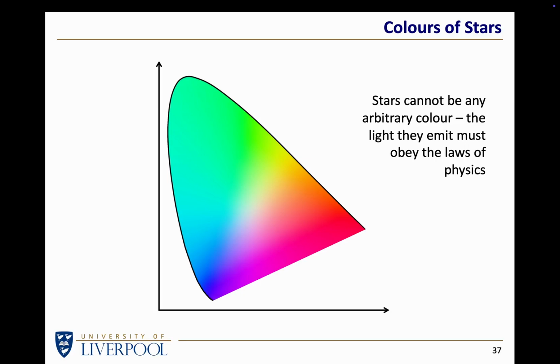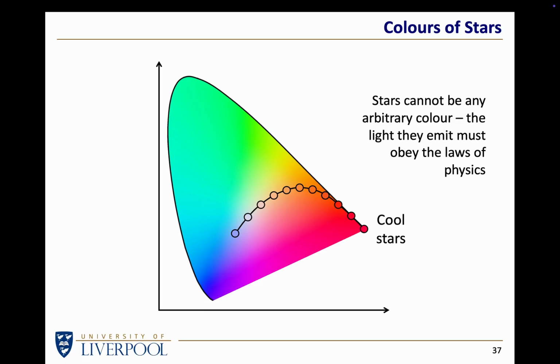But no, the colors of stars are dictated very tightly by the laws of physics. And it turns out that stars can only have the following colors. They can only be somewhere along that line. They can't be anywhere above the line, they can't be below the line, they can't be in the bottom left-hand corner. They can only be somewhere along that line, and the dots or circles are just representative of a few possible stars.